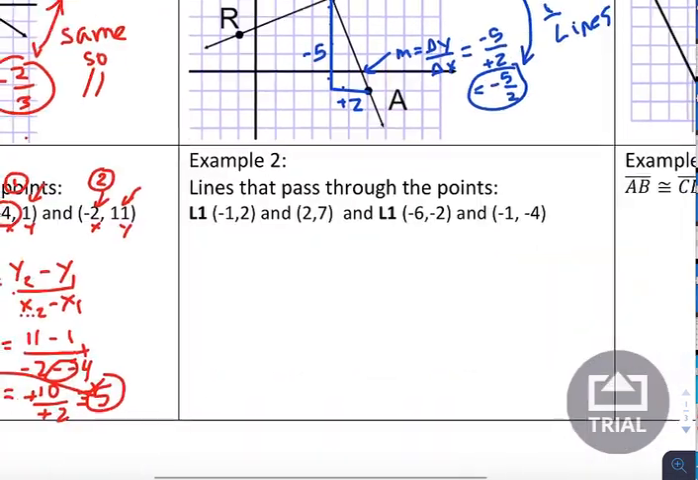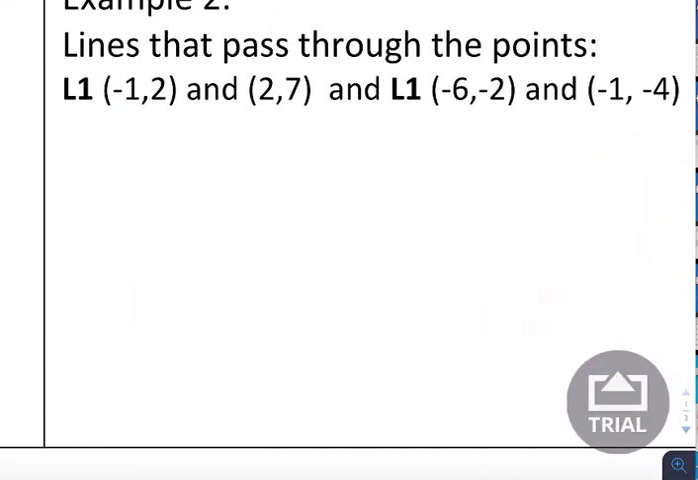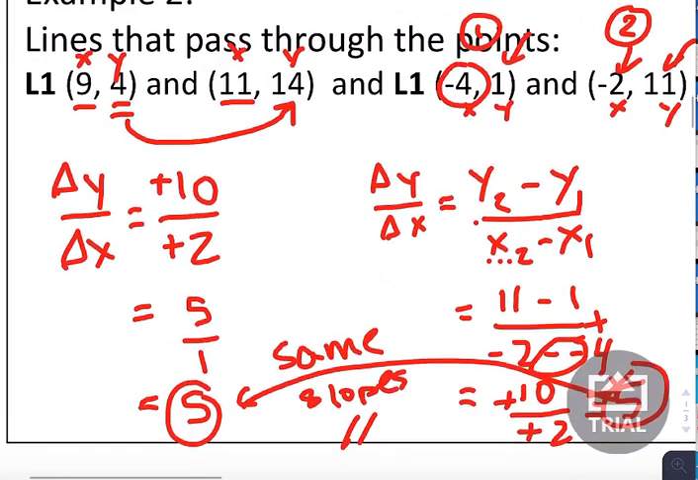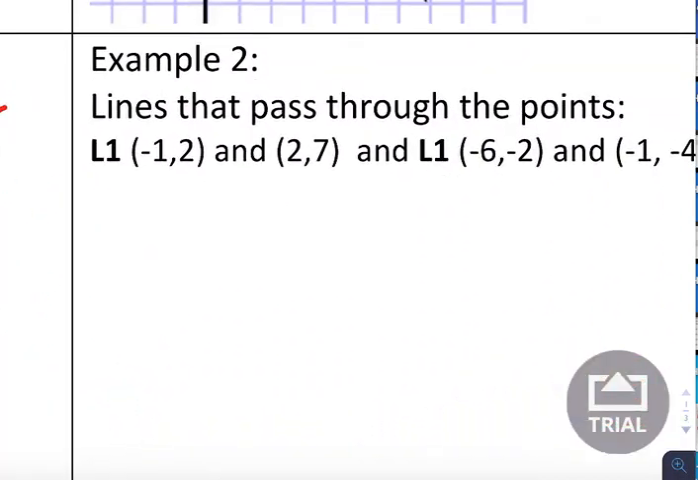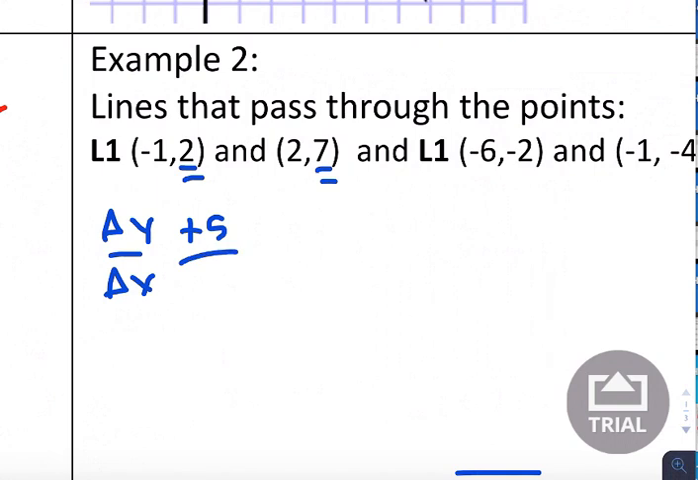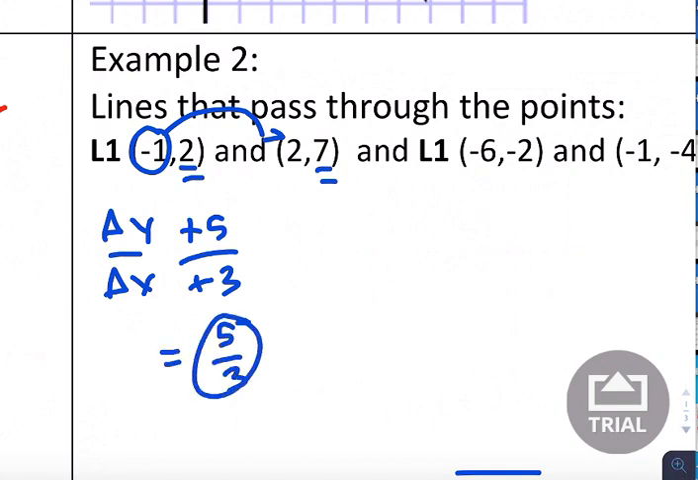Okay, so let's go down to the second example without the graph. And again, just like the previous example, it's just a matter of calculating the slope. So I'm going to go change in y over change in x. We're just going to do a counting exercise. So we go from 2 to 7, that's plus 5. At the same time, we go negative 1 to plus 2, that's going to be plus 3. And so my overall slope here is going to be 5/3.